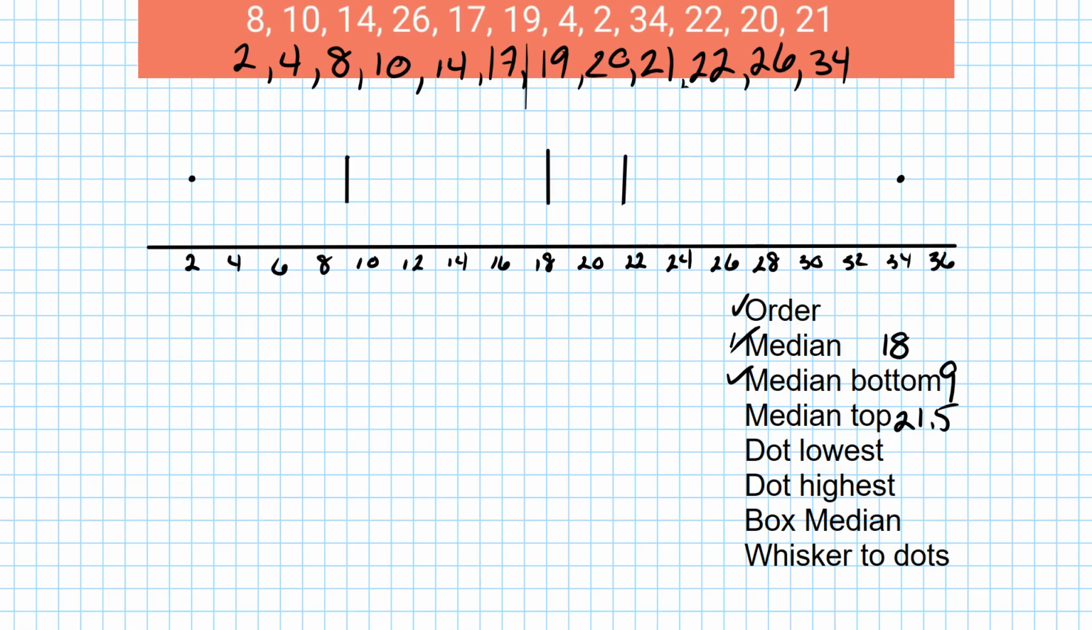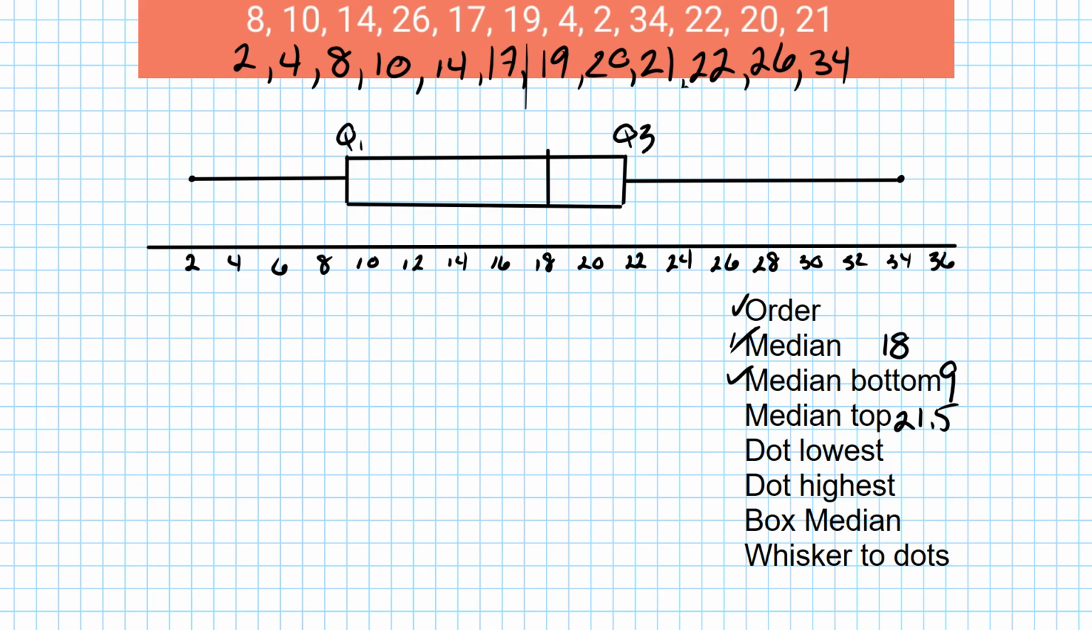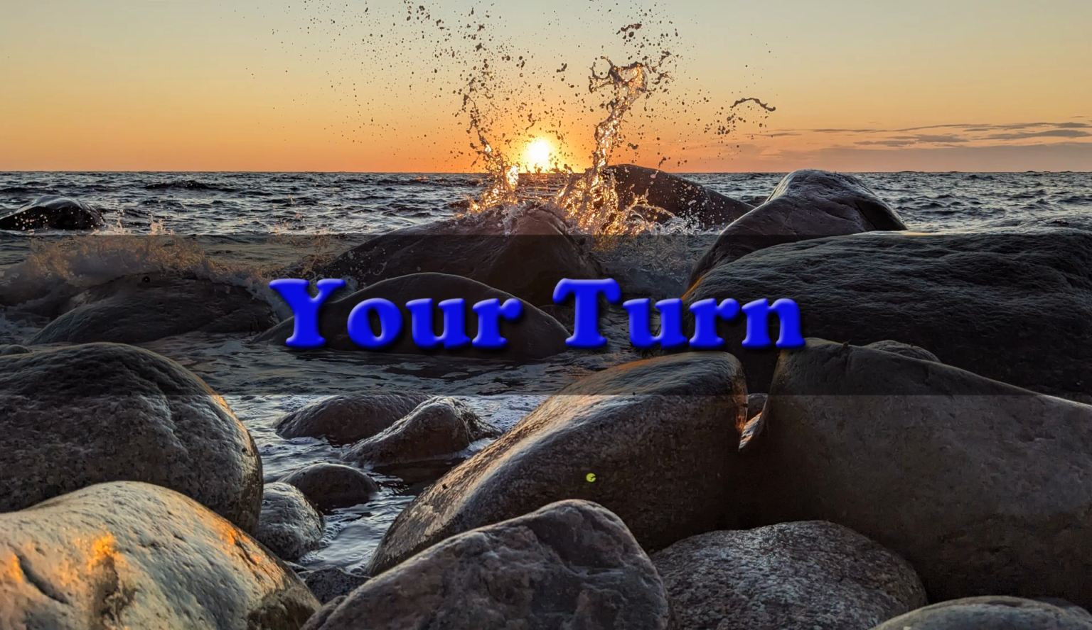Then we put a box around the median. That gives us our box. And we connect up the dots with whiskers. And that gives us our box plot. When we're doing our final version, we then mark on our key values, our Q1, our Q3, our max, and our min. And we've got our median, sometimes referred to as Q2. Now it's your turn. Try the homework.